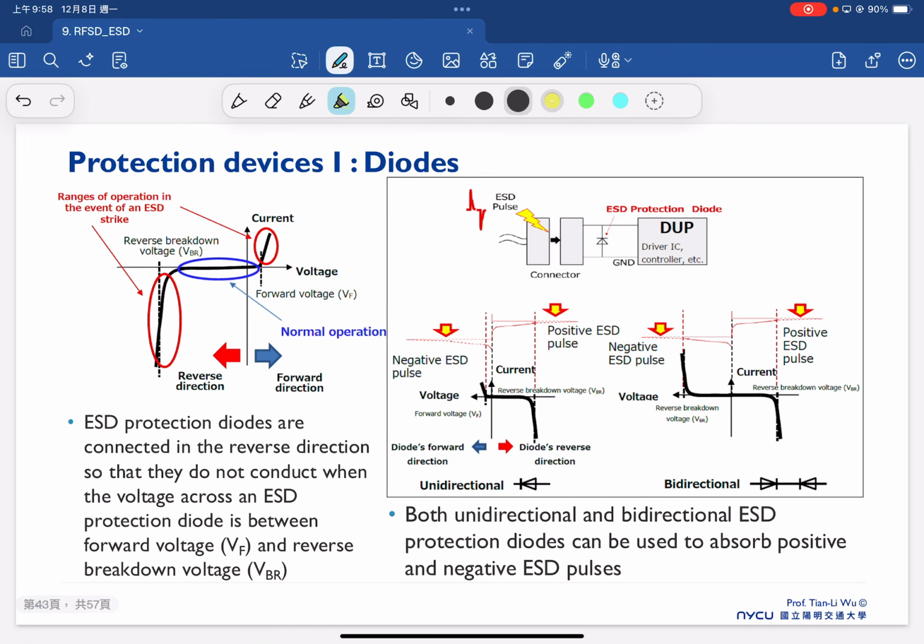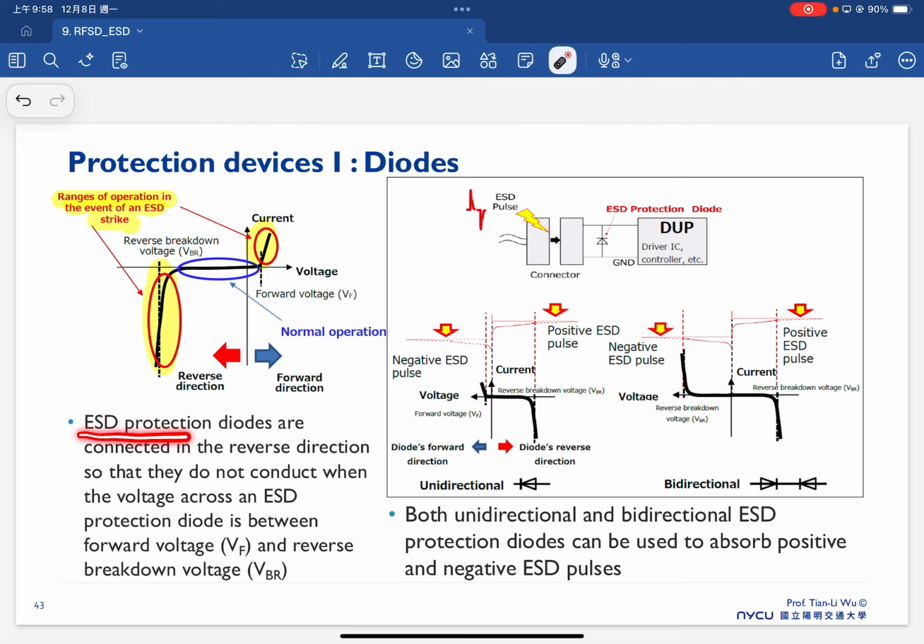So the first one, the diode. We have already mentioned that these two regions are the regions where we hope our diode can work under the event of an ESD strike. The ESD protection diodes are connected in the reverse direction, so they do not conduct when the voltage across the ESD protection device is normal.